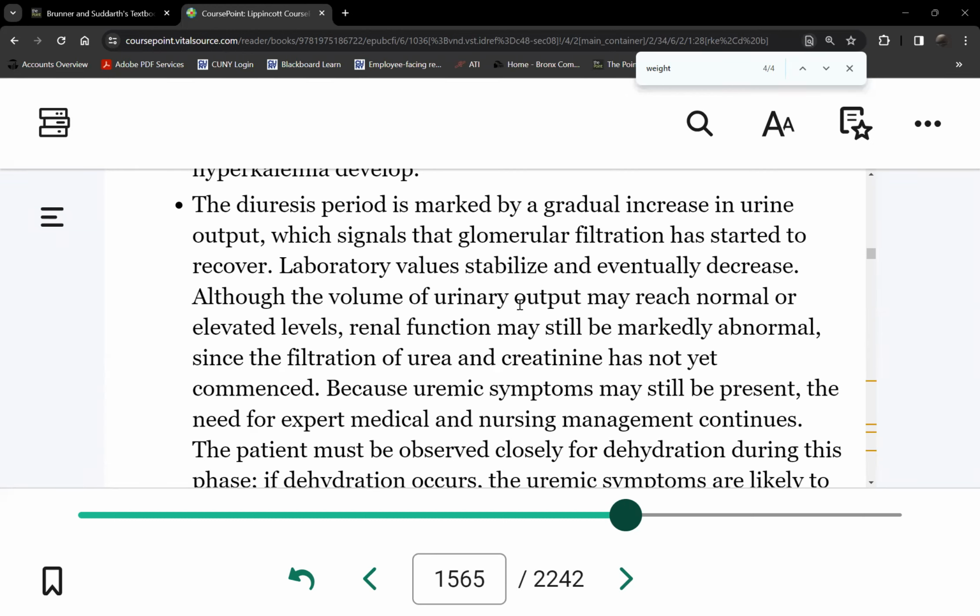Now, if you were, let's say, doing fluid restriction, correcting the potassium, giving diuretics, and then the patient enters the diuretic phase, which is now marked by increased urine output, the patient is making over 1500 ml per day. So if you were doing fluid restriction and then they went into the diuretic phase without you monitoring the patient, what could happen to the patient? They'll experience a second insult, a second injury.